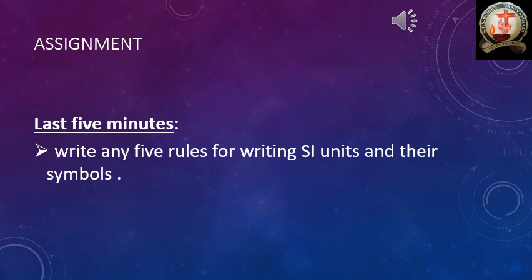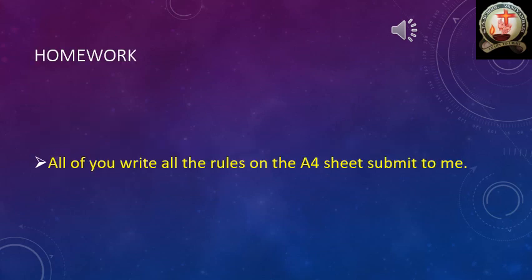I would like to give you a small assignment. The assignment is to write any 5 rules for writing SI units and their symbols. Out of all the rules, you can write any 5 rules and show me. Based on today's class, I would like to give a small homework: all of you take A4 sheets, write all the rules on the A4 sheet using sketches, and submit it to me.